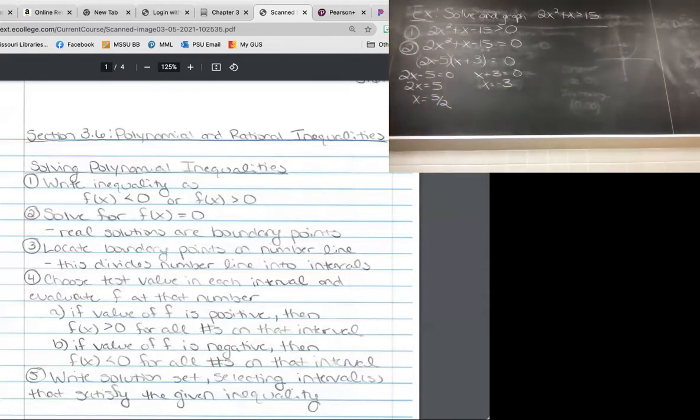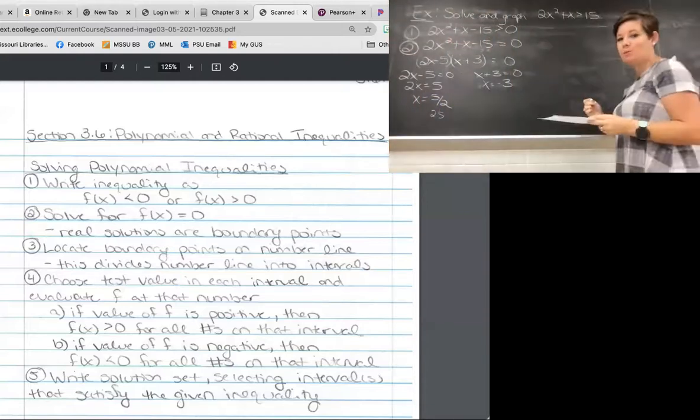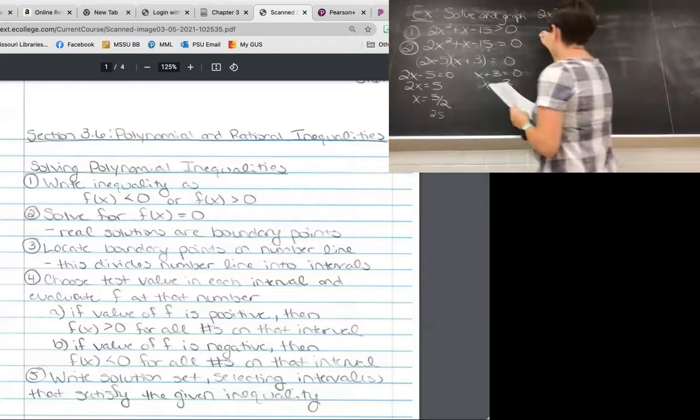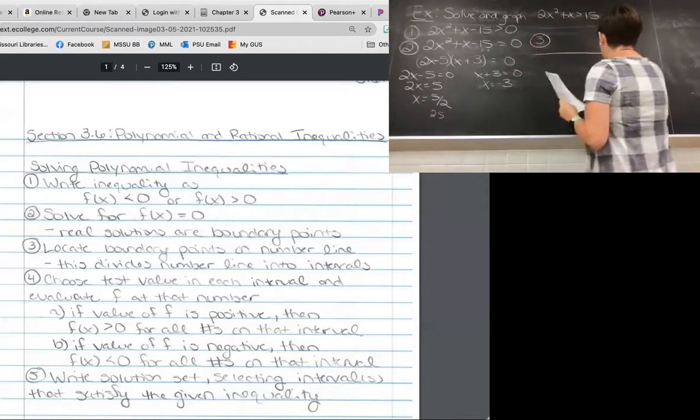So I have x equals 5/2 and x equals -3. Just as a note, 5/2 is like 2.5. We don't usually convert to a decimal, but I'm going to write that as a note so that when I do my number line, it makes a little bit more sense. Because step 3 is where we're going to graph those boundary points on a number line.